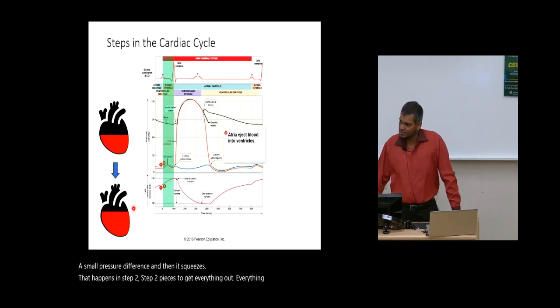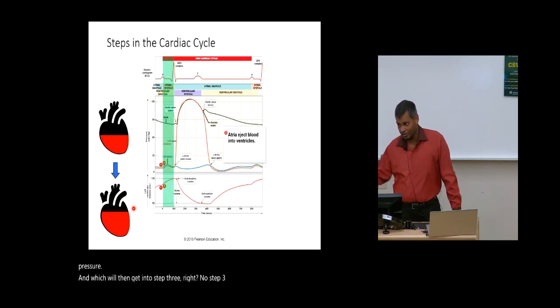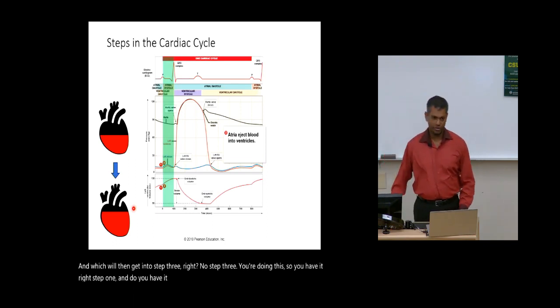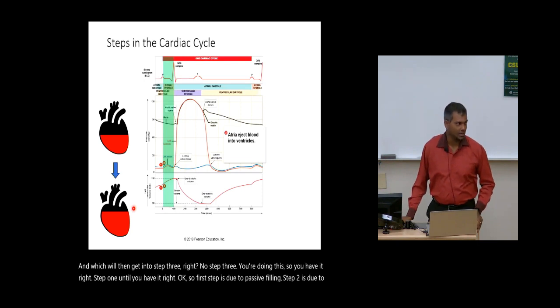Everything which came in. Then it also causes a pressure dip, which will then get into step 3, right? No, step 3 I'll get to in a second. So you have it right. Steps 1 and 2 you have right. So the first step is due to passive filling. Step 2 is due to active filling because the atria contracts.